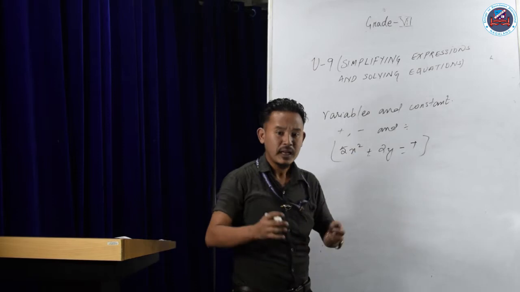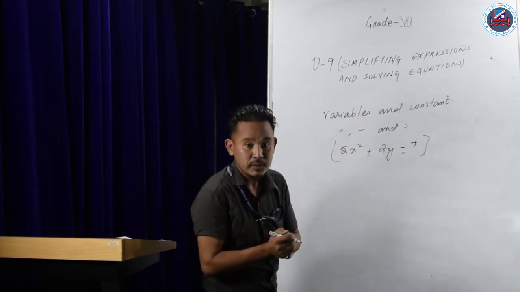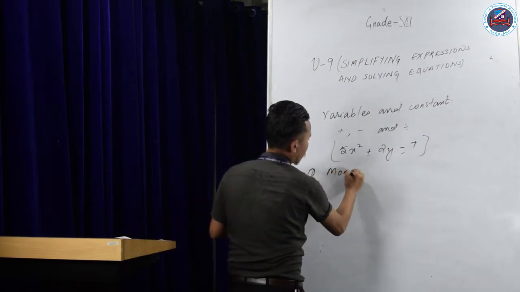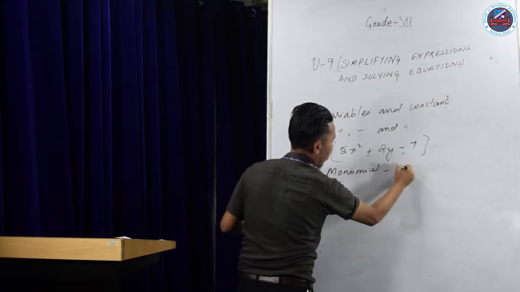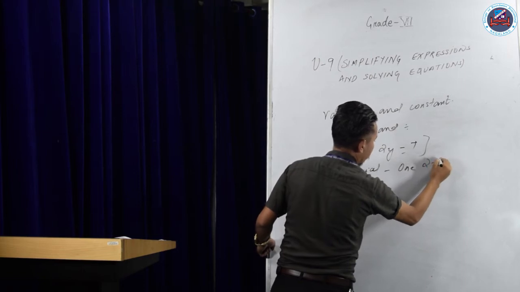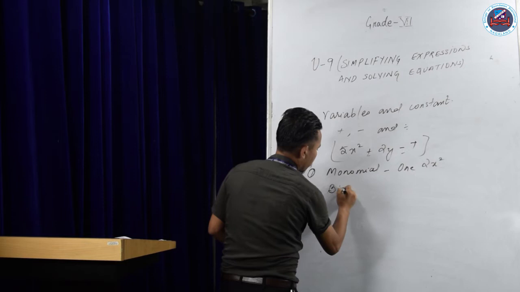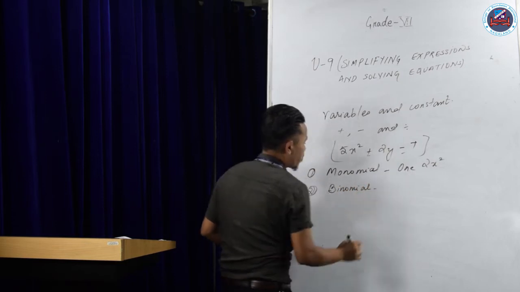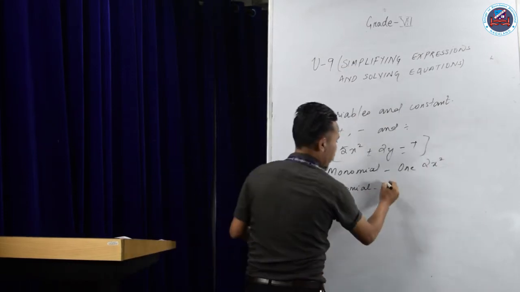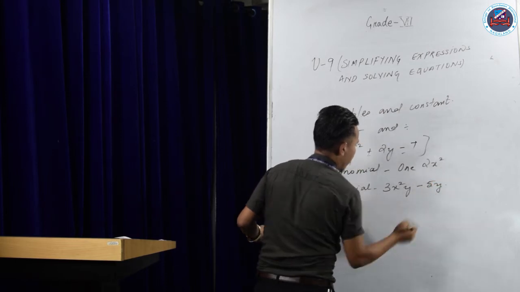That's just an example. An algebraic expression can also be classified as monomial, binomial, trinomial, and polynomials. Example: monomial, which contains one term, say, for example, 2x squared. Binomial. It's important to remember that a binomial contains two unlike terms. In the same way, 3x squared y minus 5y.